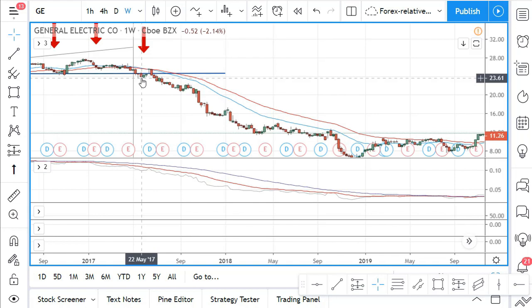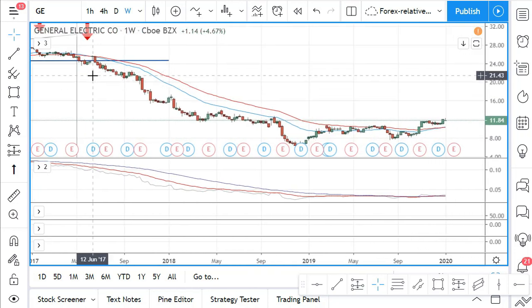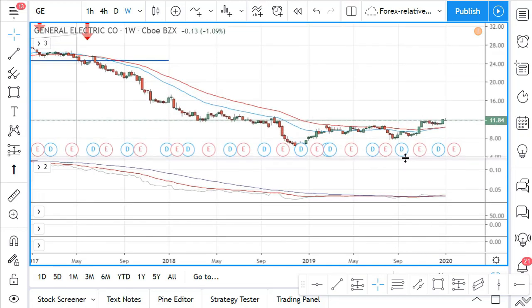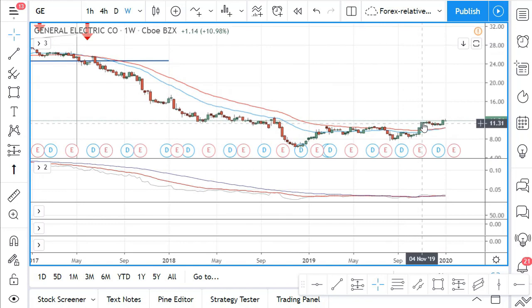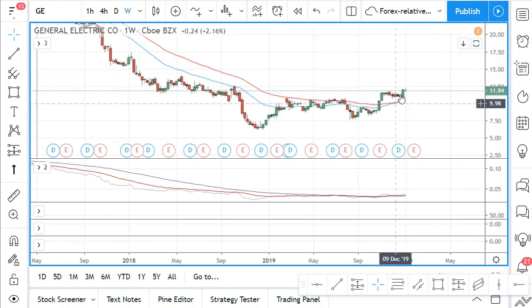Now we are talking about the beginning of 2020 right now, the 9th of January. And at this point in time, we would have been out of the stock for the last 2.5 years. Now, GE is actually starting to come back. And if this was the only indicator we were using, we would actually have entered the stock again here around 11 approximately.